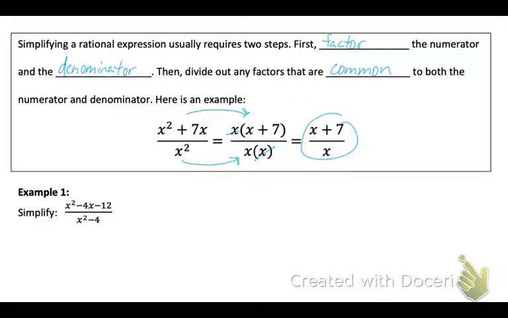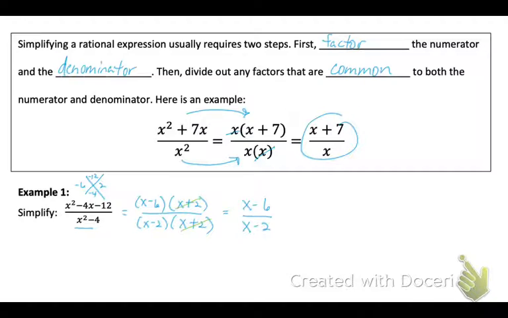All right, let's try example 1 now. The first thing we need to do is factor our numerator and denominator if possible. Our numerator is a quadratic, so the two numbers that multiply to give us negative 12 and add to give us negative 4 are negative 6 and 2. Now look at the denominator. We've got a difference of squares, and so that will factor as x plus 2 times x minus 2. Now you're looking for these polynomial expressions that are exactly the same. So the x plus 2's will divide out, and we'll be left with x minus 6 over x minus 2.